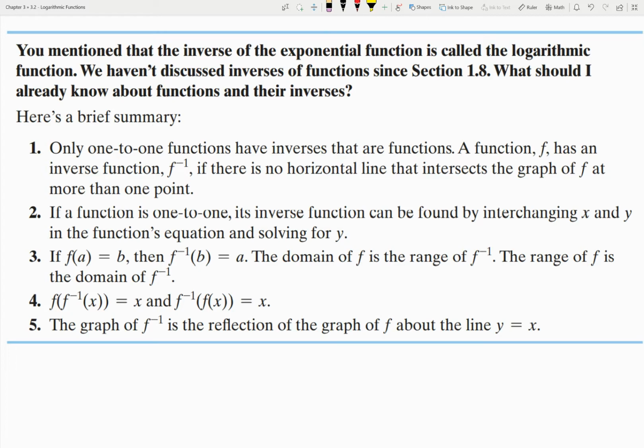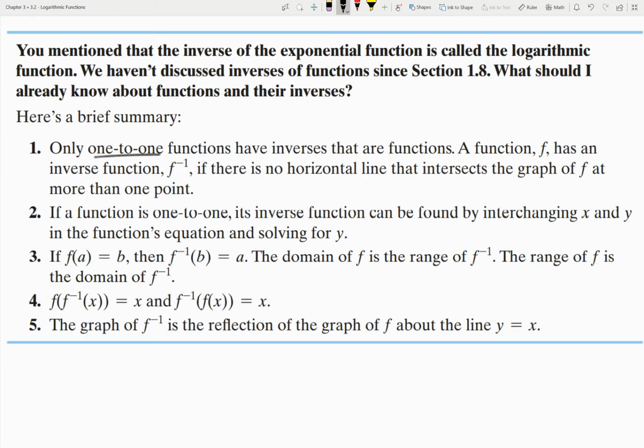So first, when we start our discussion of logarithms, we are going to start by talking about how it is the inverse of an exponential function. Inverses were from a previous section, section 1.8, and what should you already know about functions and their inverses? Well, first, only one-to-one functions have inverses that are actually functions. A function f has an inverse function, f inverse, if there is no horizontal line that intersects the graph at any more than one point.